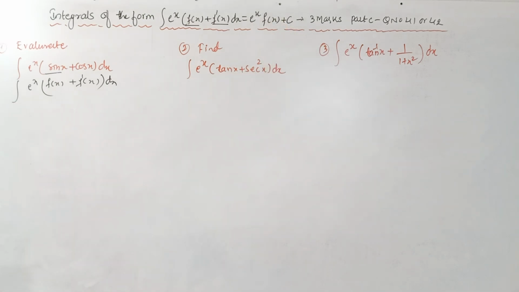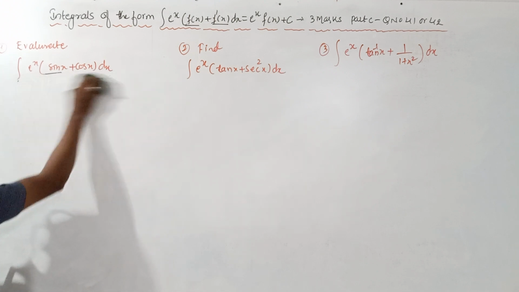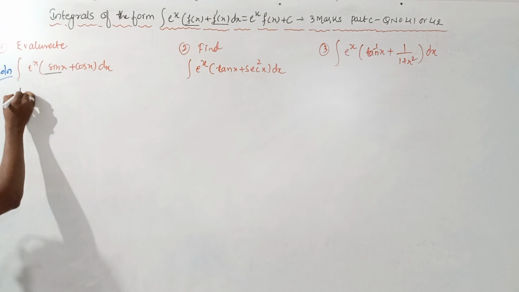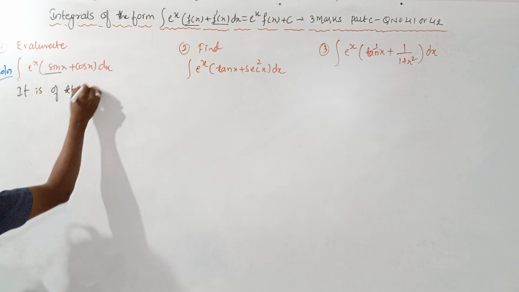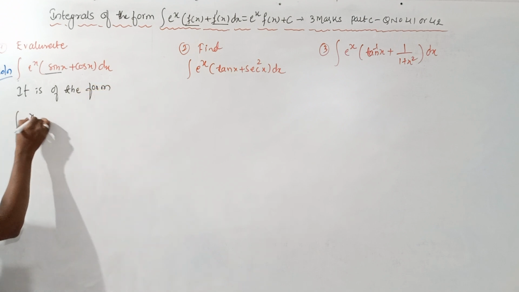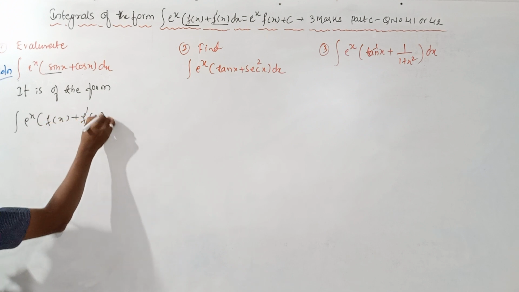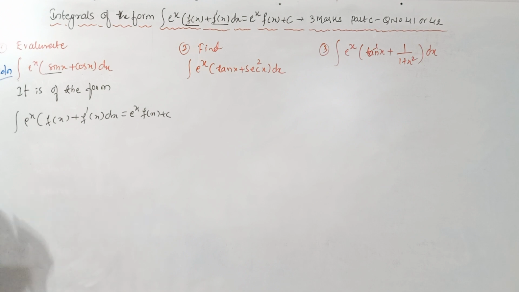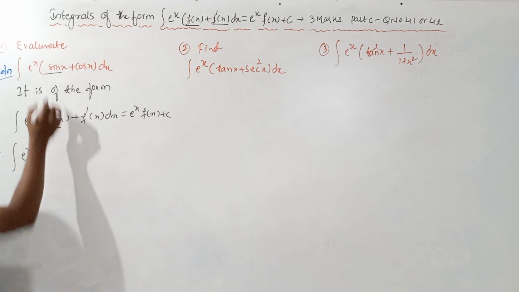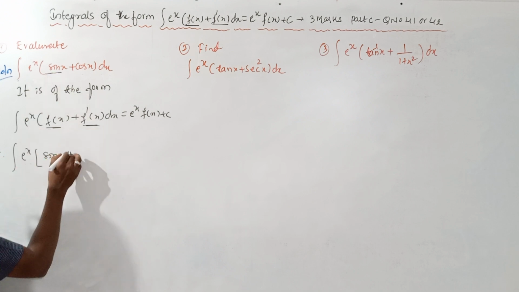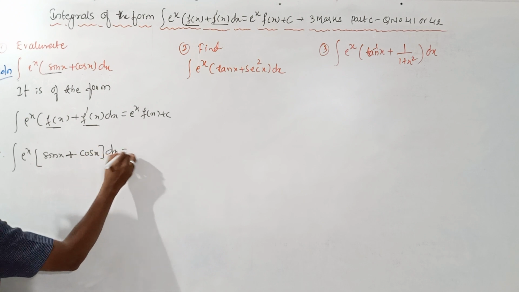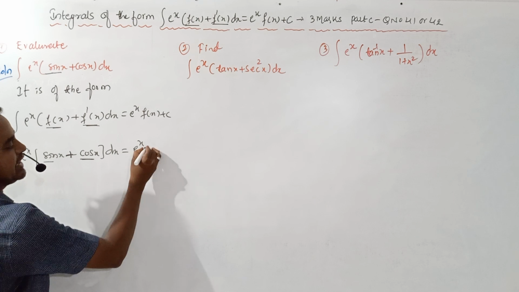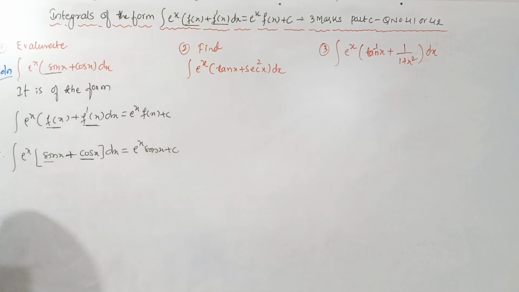So to write this, the first step of the solution: it is of the form integration of e raised to x f of x plus f dash x dx is equal to e raised to x f of x plus c. Therefore, integration of e raised to x sin x plus cos x dx, here this is f of x and this is f dash x. Therefore, it equals e raised to x sin x plus c. It will be asked for both 2 marks and 3 marks.